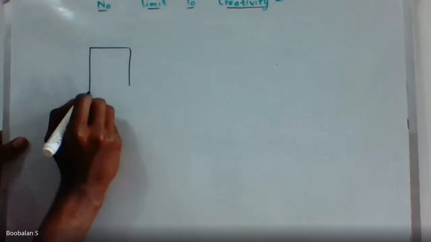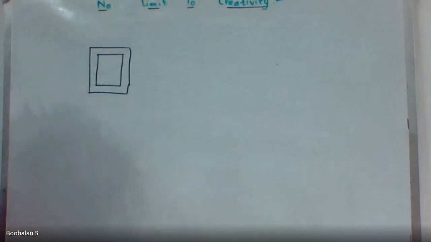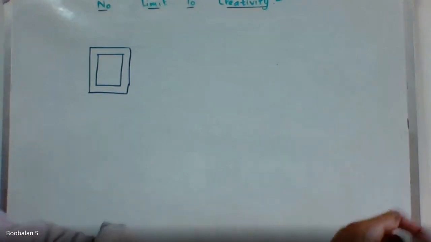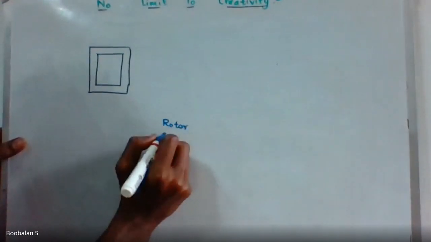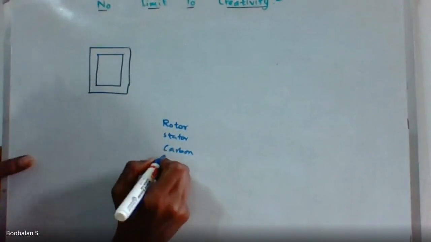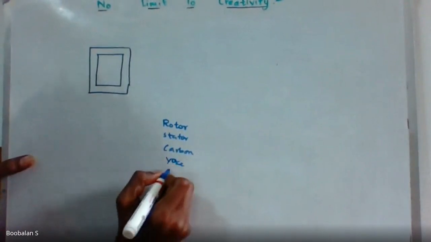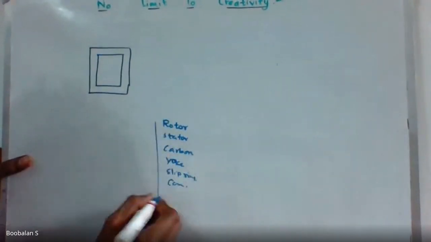So before entering into today's topic, we need to recall the previous class, what we have discussed, right? So in a DC motor or generator, what are the different parts involved in the construction? The same way in a DC motor, we saw the rotor and stator, carbon brush, and the yoke, the outer body, as well as the slip ring, that's called the commutator, right?